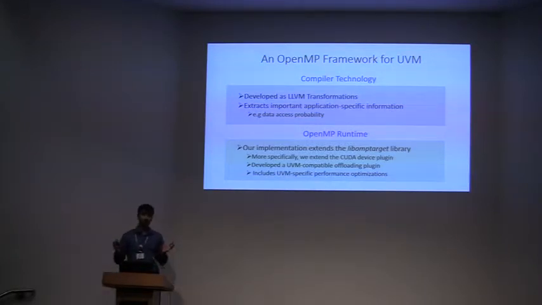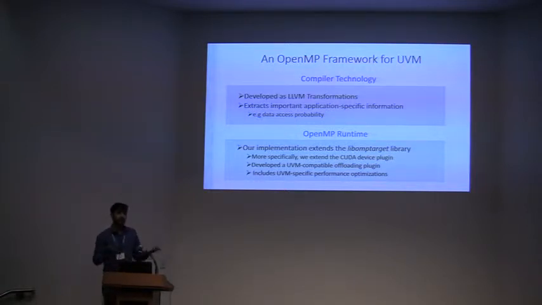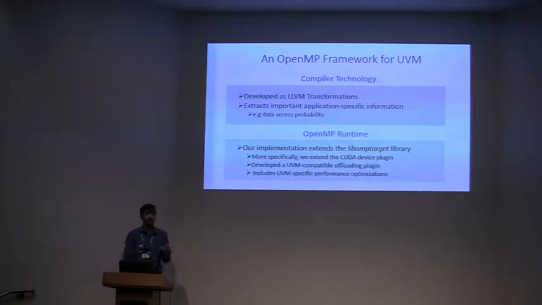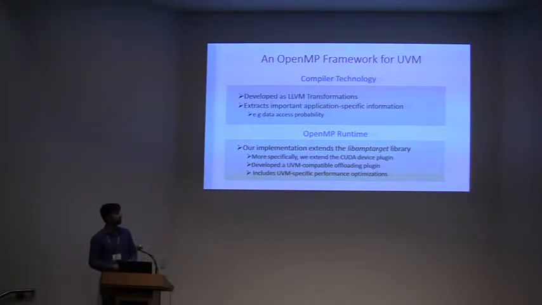So what is this framework really composed of? The framework is composed of two major components: a compiler component and a runtime component. The compiler component essentially extracts application-specific information and feeds it to the runtime. And the runtime uses this information to do certain optimizations. I'll show the optimizations in a minute and how these two essentially interact. For instance, this application-specific information could be data access probabilities. How likely is a certain piece of data to be accessed? Because if it's likely to be accessed, maybe we should copy in advance. We'll talk about this more later.